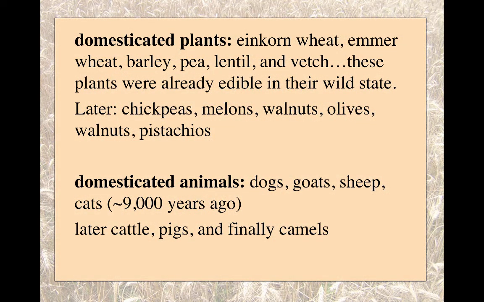Now, if we take a look at that Fertile Crescent, we see that there's this combination of plants: einkorn wheat, emmer wheat. We also have barley, peas, lentils, vetch, and they were likely edible in their wild state. Later on, we have chickpeas, melons, walnuts, olives, and pistachios. And then along with that, we have the domestication of dogs, goats, sheep, and yes, cats, way back when, about 9,000 years ago. And later on, cattle, pigs, and then camels.